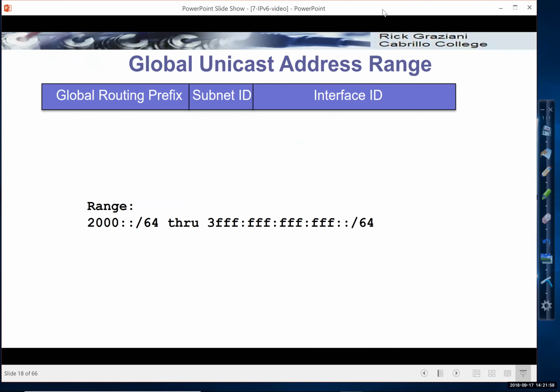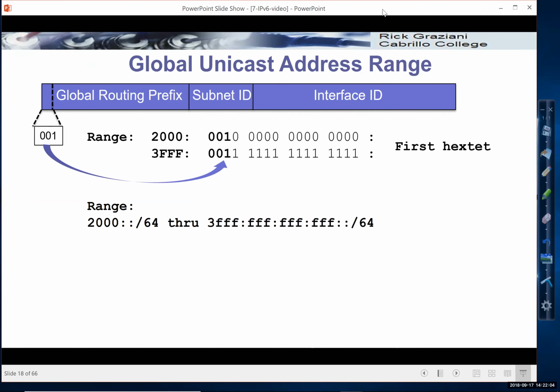These are the addresses that we'll be referring to. So, the global unicast address range: it begins with a 2 or a 3. That's because the first 3 bits are 001. If we look at the first hextet and convert the first 4 bits to a hexadecimal digit, it's 0010 or 0011, a 2 or a 3.